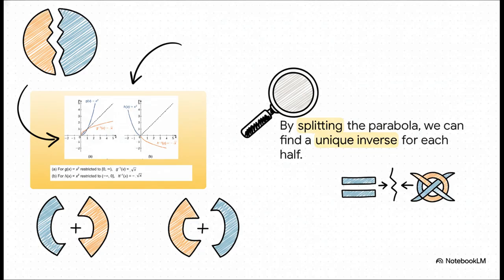Now, does that piece pass the horizontal line test? You bet it does. And its inverse is the positive square root of x. We could do the same thing for the left half, and its inverse would be the negative square root. By splitting the function, we found a way to make it work.